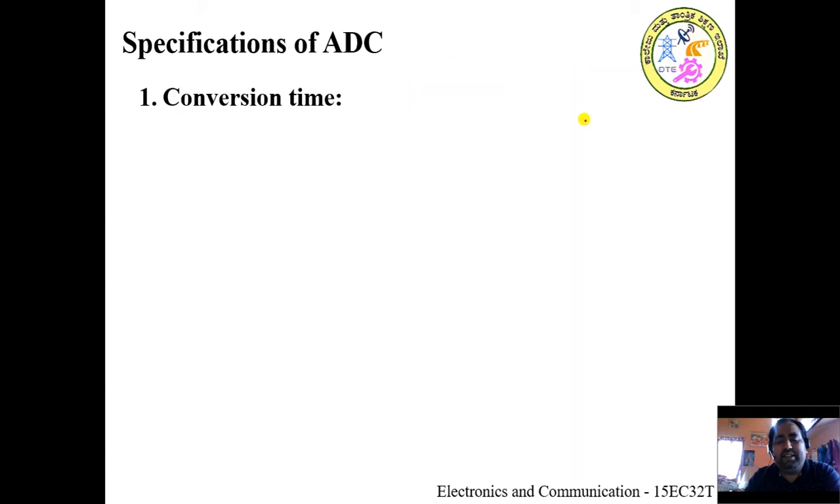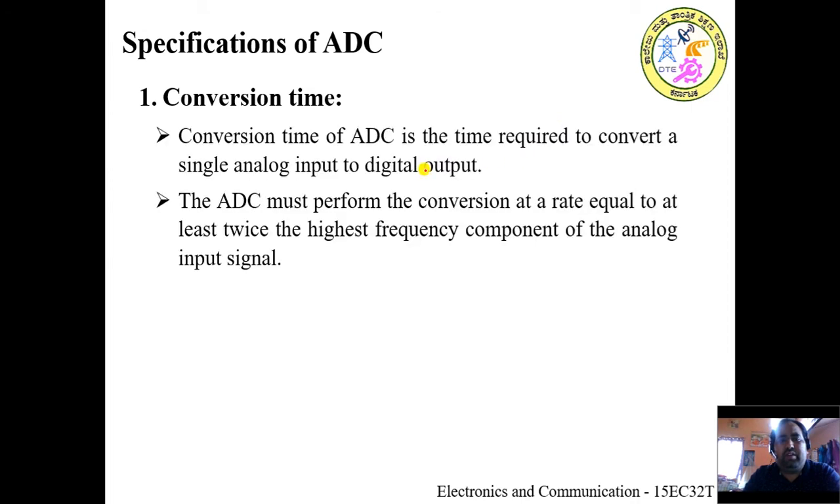Next one is the specifications of ADCs. The very first specification that we are going to see is the conversion time. The conversion time of ADC is the time required to convert a single analog input to a digital output.